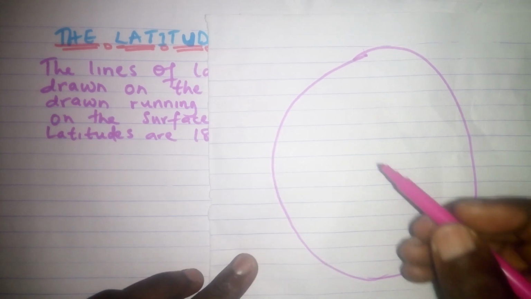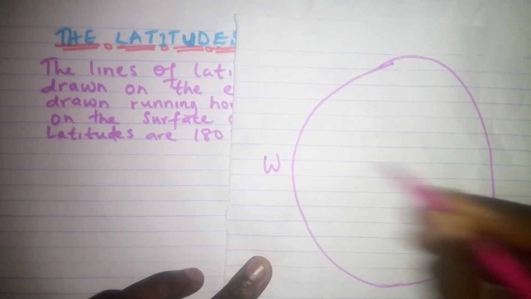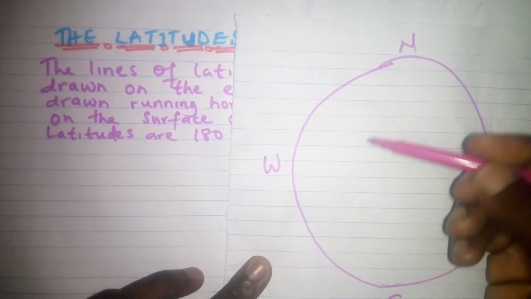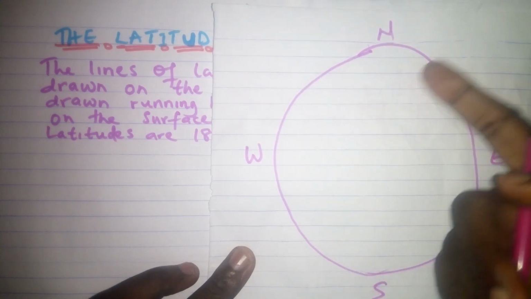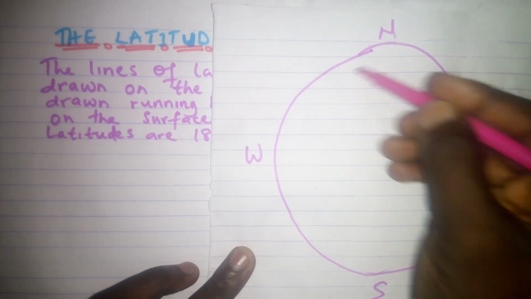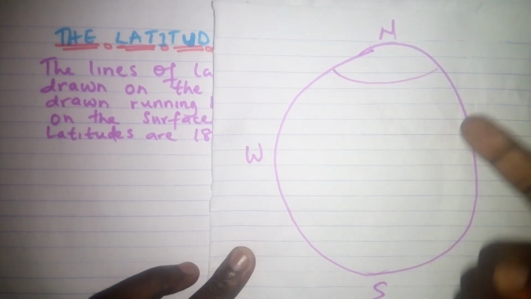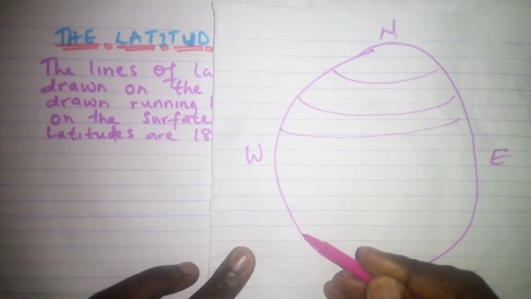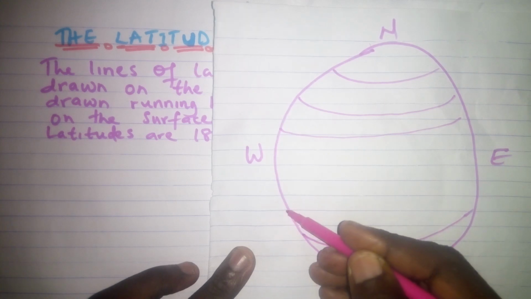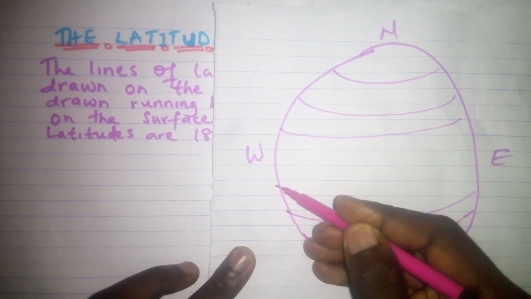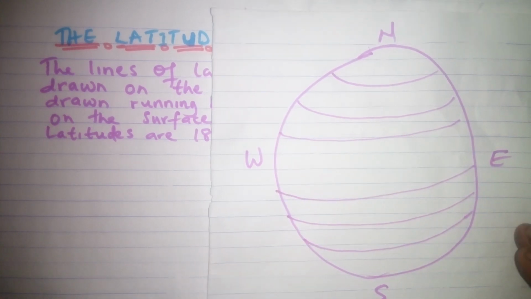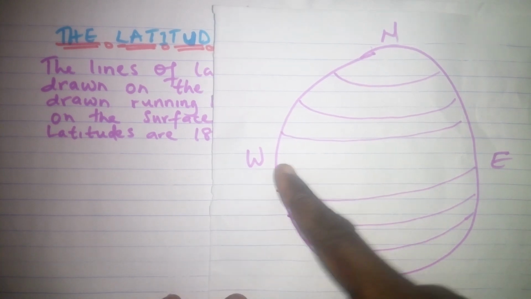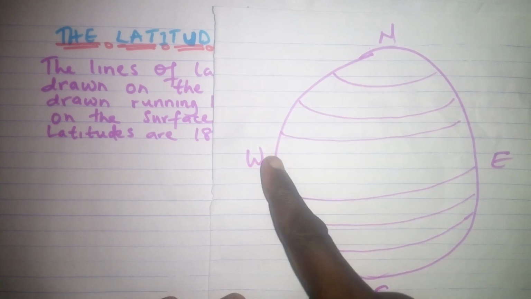latitudes. So latitudes are going, this is our west, this is our east, this is our north, and this is our south. He said they are horizontal lines, so I have to draw them this way. They have to go this way. So horizontal lines going from west to east, so I have to draw them this way. Yes, this way. But there's a particular latitude that is also 0 degrees, and it cuts the whole lines of latitude into two.